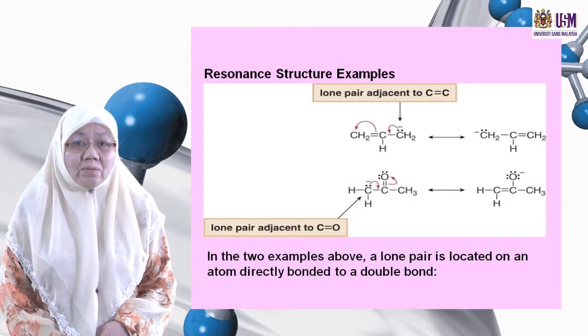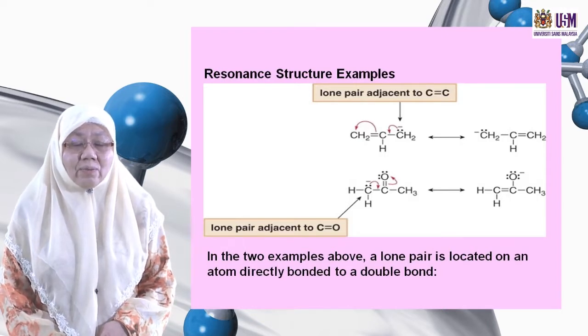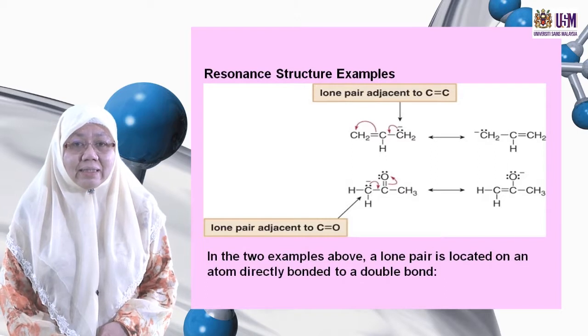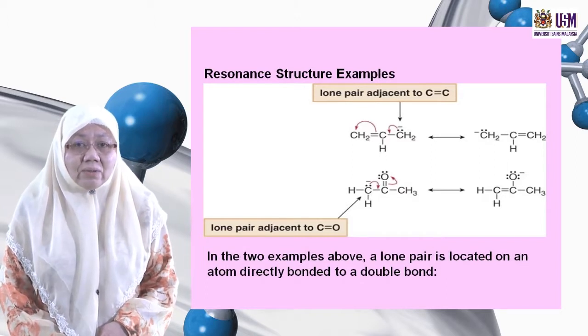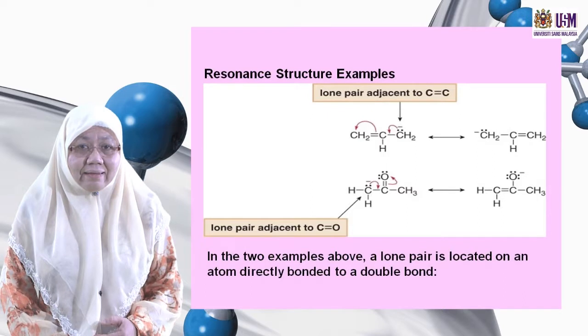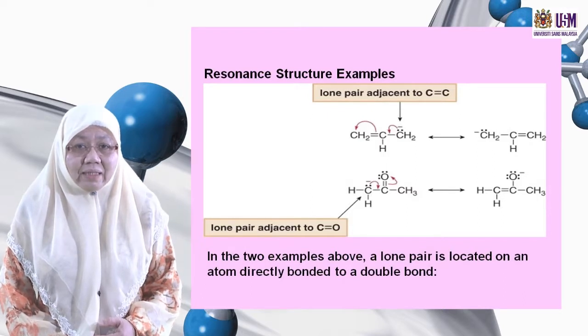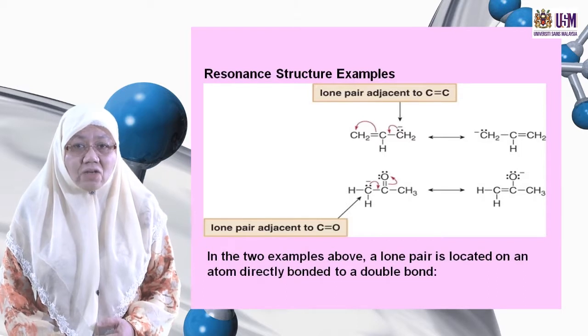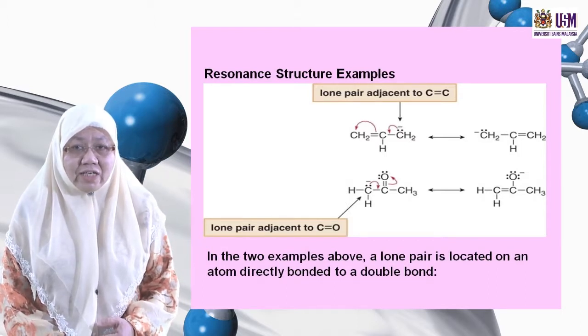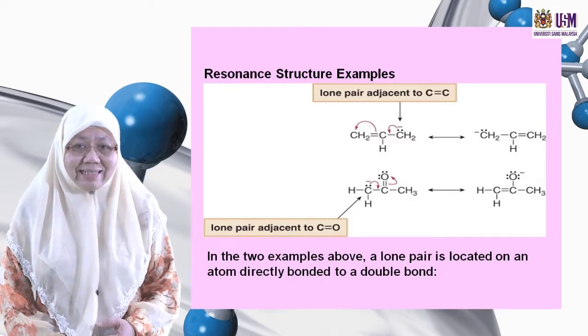In the second example, as we can see, the electron pair is on the carbon atom. So when the electron pair moves to the following carbon, that is the middle carbon, in order to maintain the octet again, the bond between carbon and oxygen must break, and the electrons will move to the oxygen atom. So the charge now moves to the oxygen atom, and the oxygen atom is negatively charged.